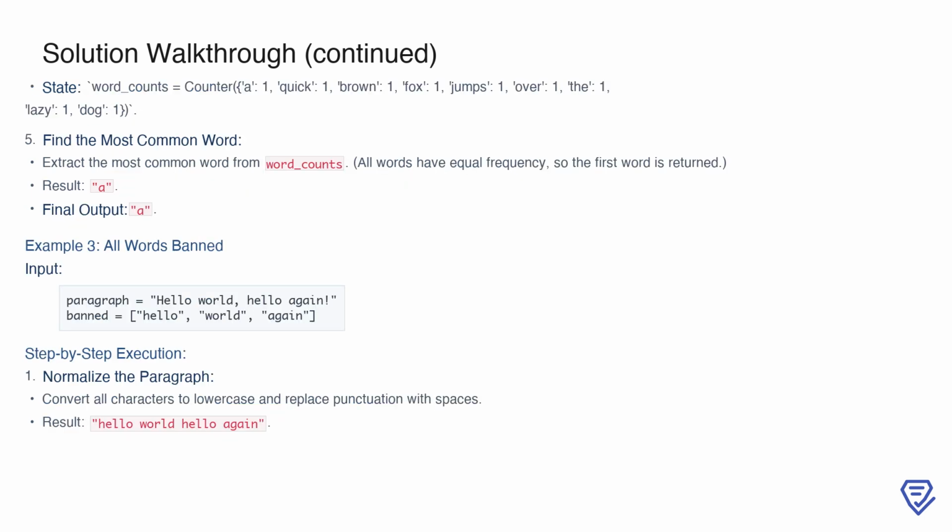Next, we count the frequency of each word in the list. Here, every word appears exactly once, so the resulting dictionary shows a count of 1 for each word. Since all words have the same frequency, the solution returns the first word in the dictionary as the most common. In this case, that word is a. The final output is a, as it is the first word with the highest frequency.